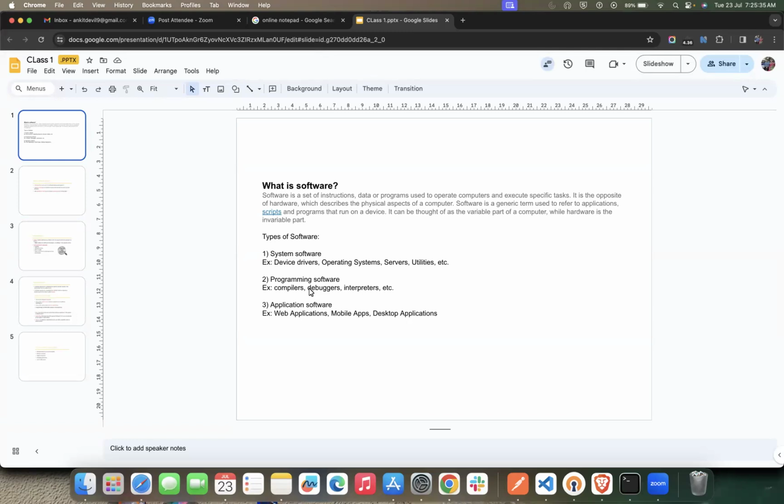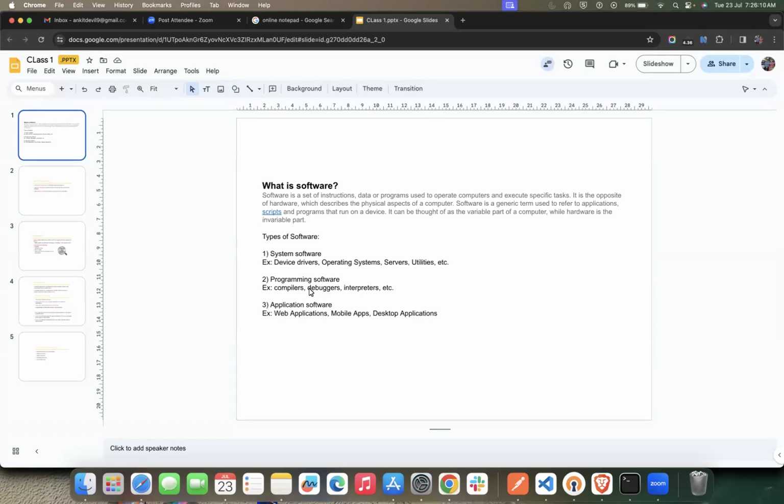There are multiple programming languages like Java, JavaScript, Python, C, C++. Programming software generally interacts with the system software itself. In programming software, people generally code the instructions that they want the machine to follow, or the task that they want the machine to do. That's what the programming software is.